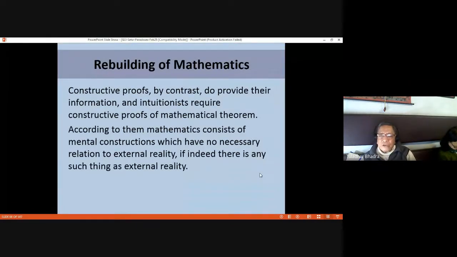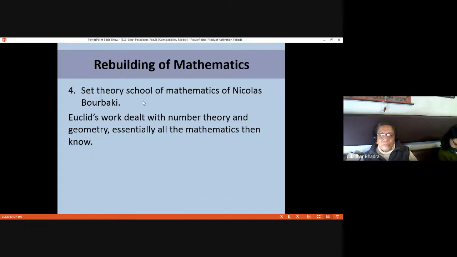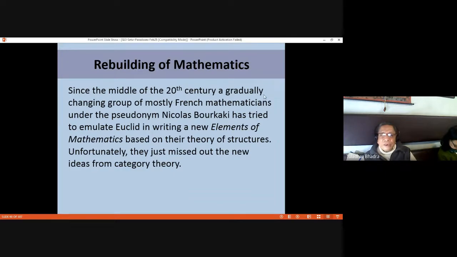Constructive proofs, by contrast, do provide this information, and intuitionists require constructive proofs of mathematical theorems. According to them, mathematics consists of mental constructions which have no necessary relation to external reality. Indeed, they doubt there is any such thing as external reality. Now, the theory of mathematics in Nicolas Bourbaki. Euclid's work dealt with number theory and geometry, essentially all the mathematics then known. Since the middle of the 20th century, a gradually changing group of mostly French mathematicians under the pseudonym Nicolas Bourbaki has tried to emulate Euclid in writing a new Elements of mathematics based on their theory of structures. Unfortunately, they have just missed one of the new ideas from category theory.